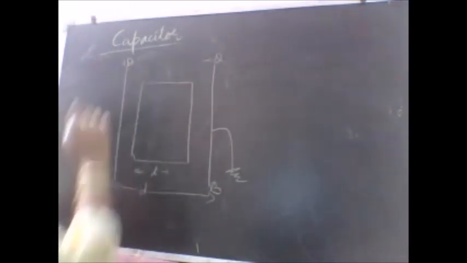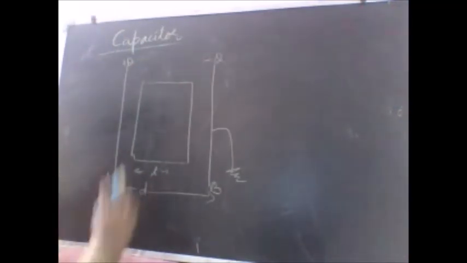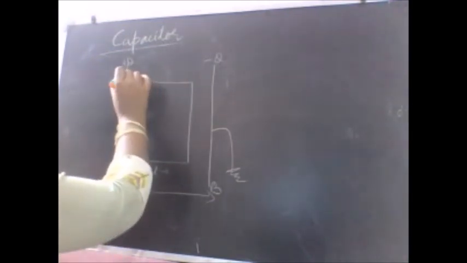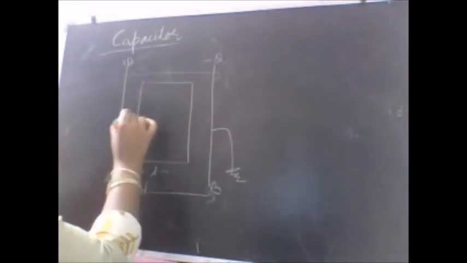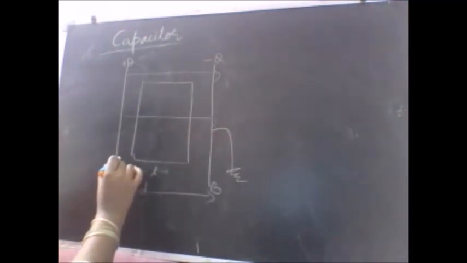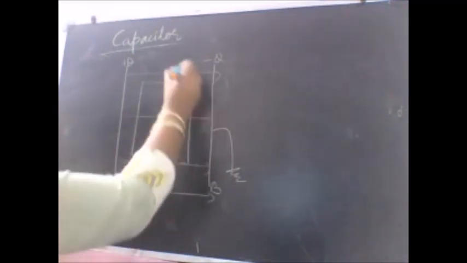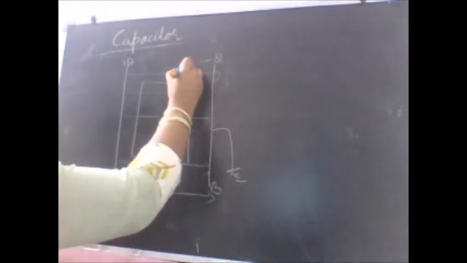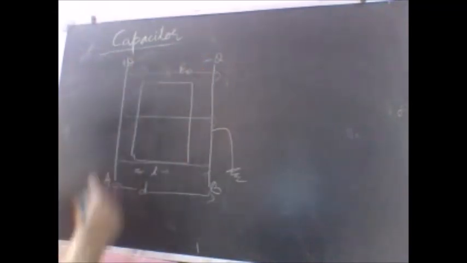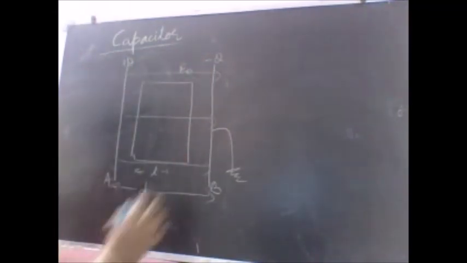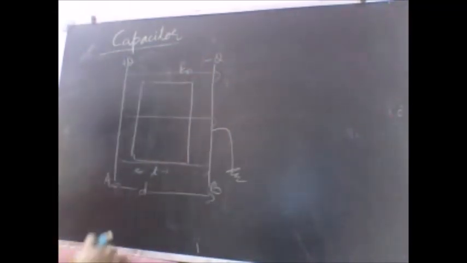So there will be the initial electric field. What is the direction of the initial electric field? The direction of the initial electric field is from the positive plate to the negative plate, and it is uniform. And we call this electric field, say, E naught. This is the original electric field in the absence of the dielectric.